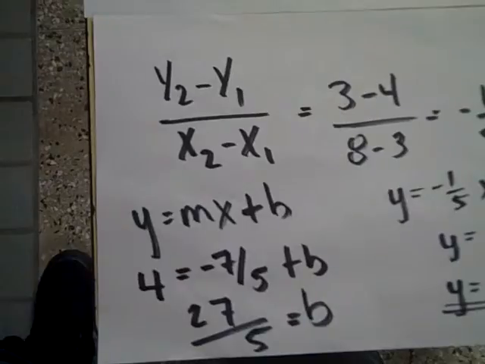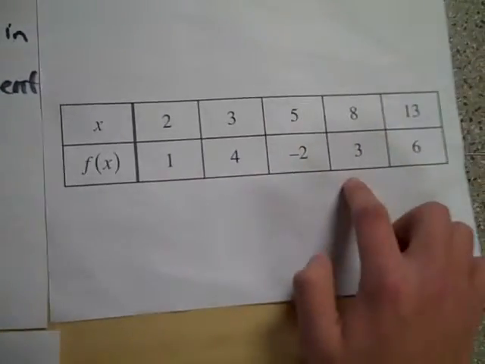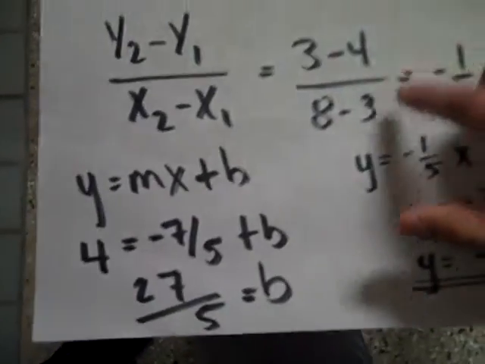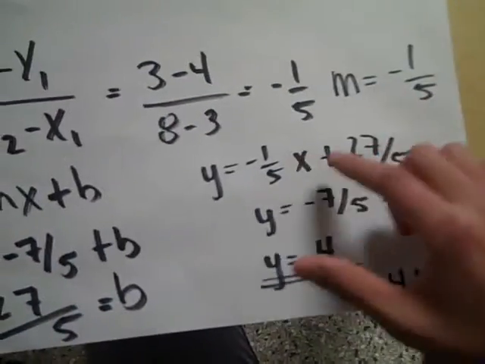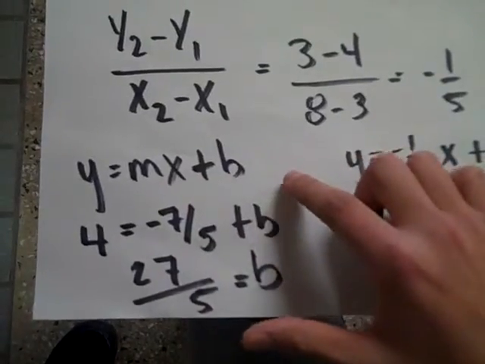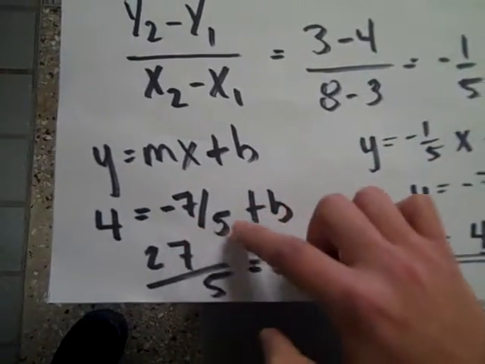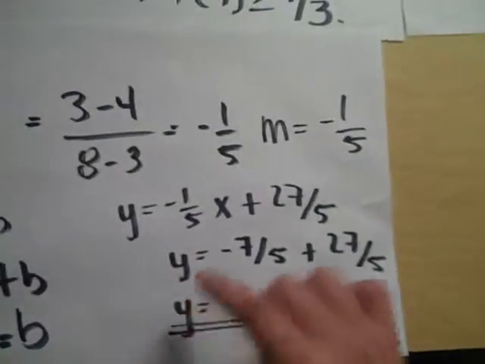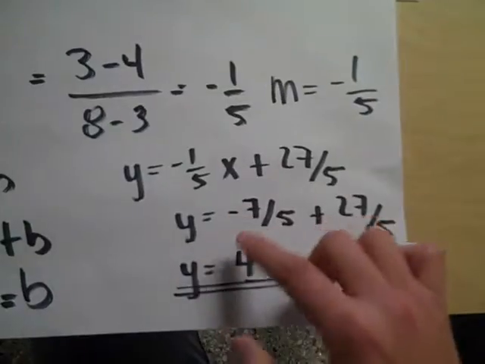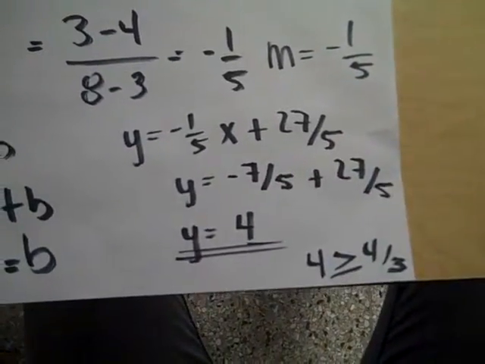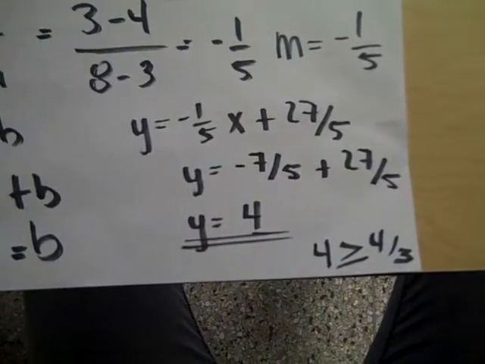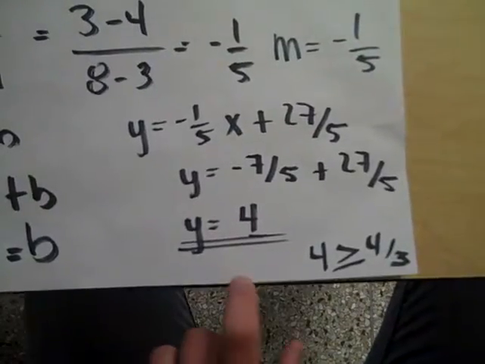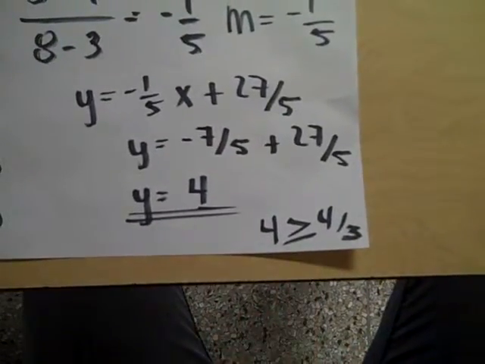You use the slope formula y2 minus y1 over x2 minus x1 on the points right here, 3, 4, and 8, 3, to get 3 minus 4 over 8 minus 3, which equals negative 1/5. You plug that into the y equals mx plus b formula, and you get 4 equals negative 7/5 plus b, which gives 27/5 equals b. You once again plug it into the formula, y equals negative 1/5 x plus 27/5, ultimately leading to negative 7/5 plus 27/5, which equals 4. 4 is greater than or equal to 4/3.